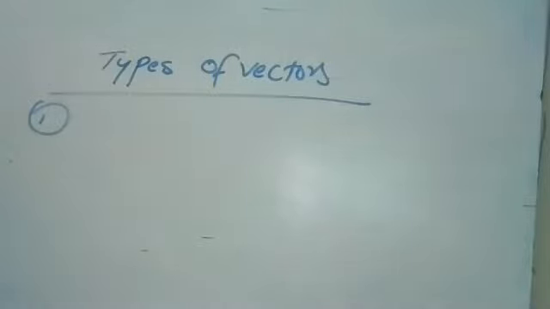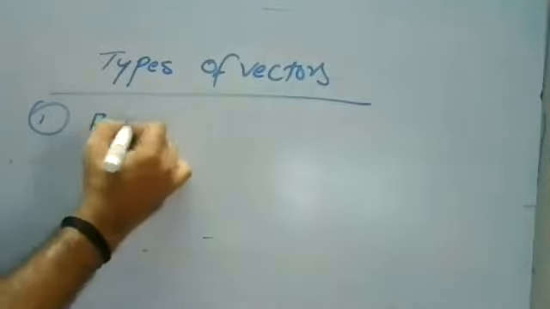I'll repeat again for those who have doubts or issues in hearing. Equal vectors, negative vectors, zero vector or null vector, unit vector, orthogonal unit vector, co-initial vector, co-linear vector, co-planar vector, localized vector, non-localized vector or free vector, position vector. These are the 11 types of vectors. One by one we'll see. Those who have any doubts can ask me.